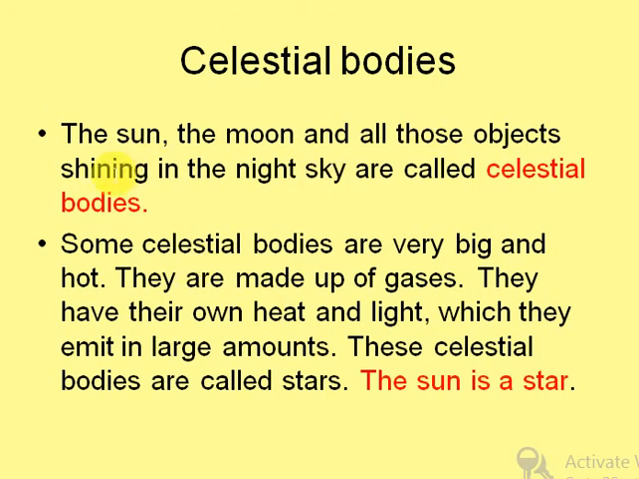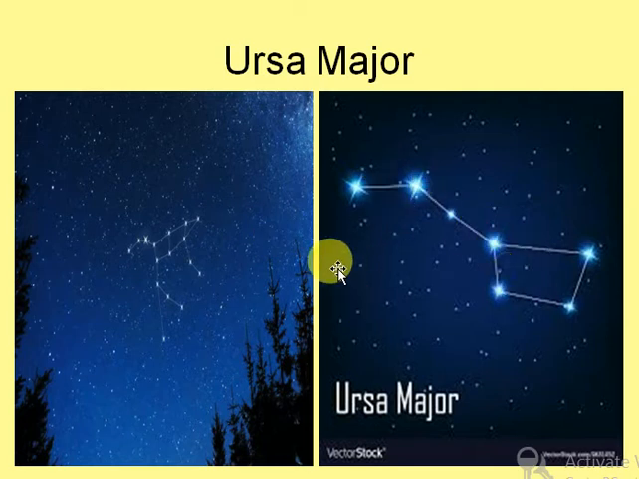Celestial bodies, you know, the sun, the moon and all those objects shining in the night sky are called celestial bodies. Some celestial bodies are very big and hot. They are made up of gases. They have their own heat and light which they emit in large amounts. These celestial bodies are called stars. The sun is a star. So this is a good example over here of the constellations, the Ursa Major. The last two stars, as I said, help us to locate the pole star.